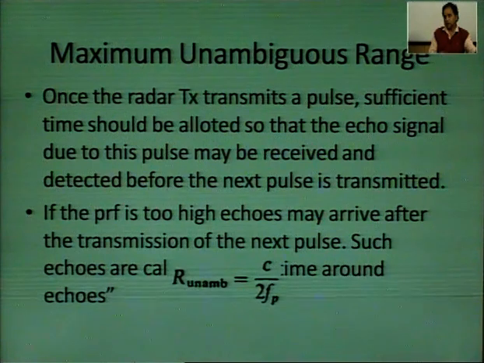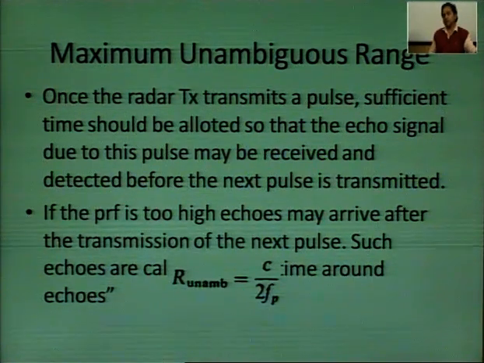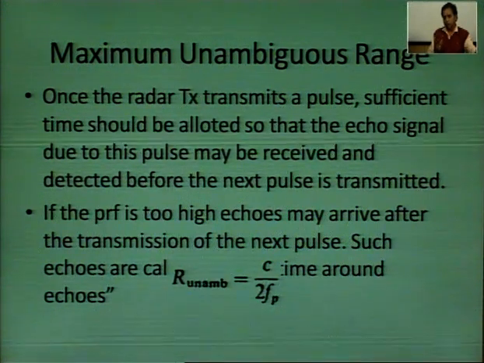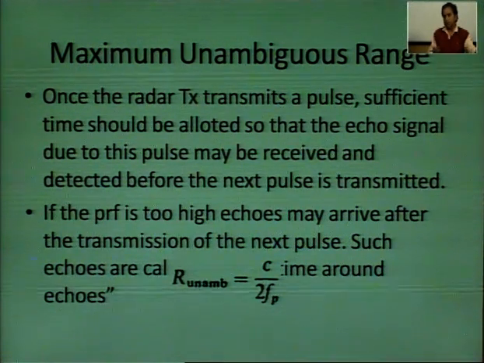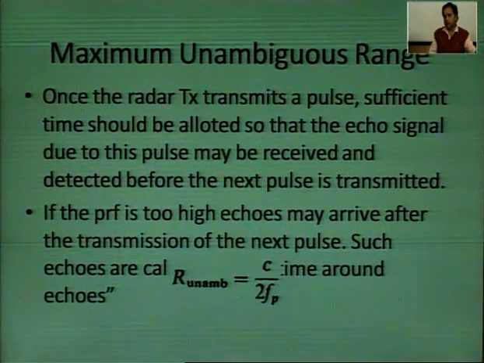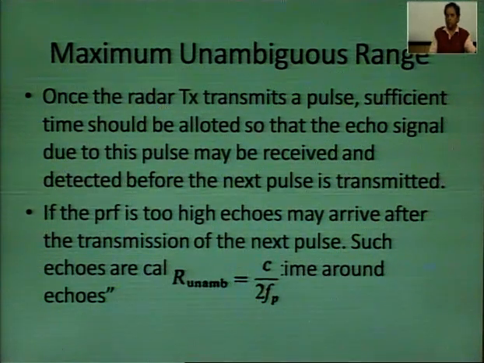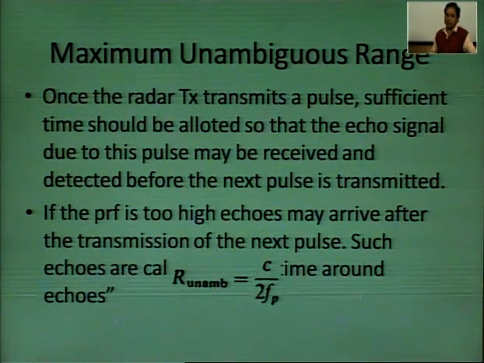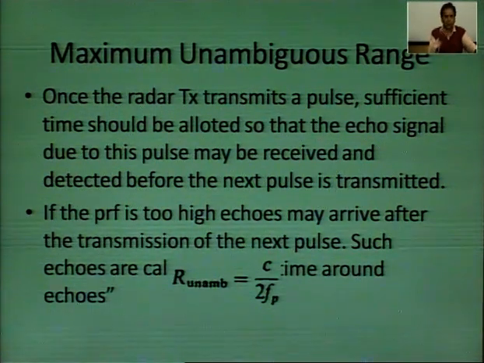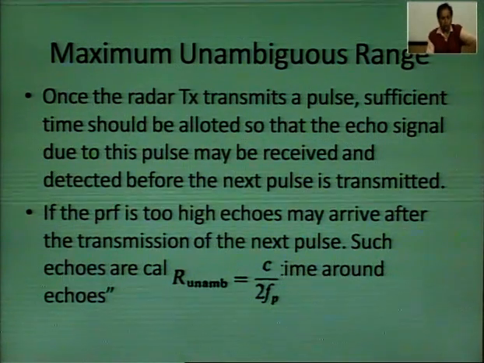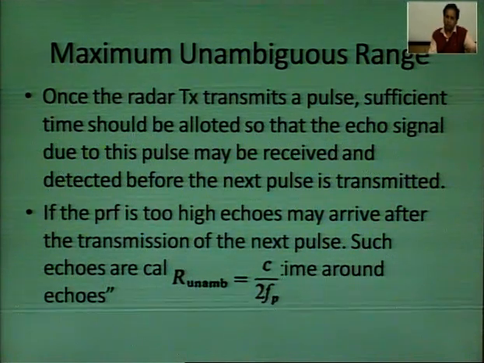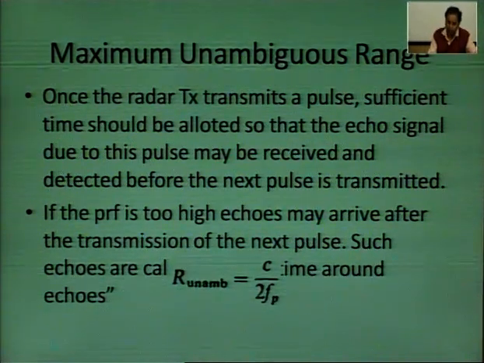Such a situation gives rise to ambiguity in the range. The operator may not know what the difference is between the received signal and the transmitted signal, whether it is to be calculated from pulse number 1, 2 or 3. Such a situation is called ambiguity. So, how can it be avoided? Range unambiguity, maximum unambiguous range: how can we get the unambiguous range?